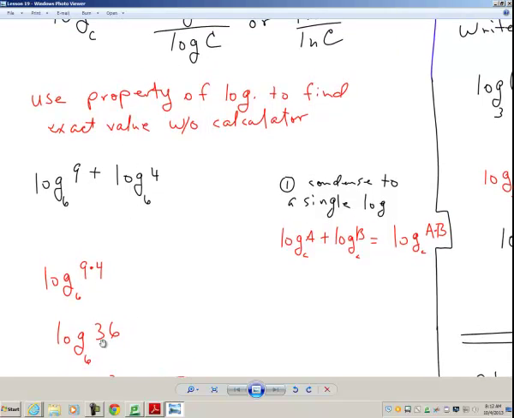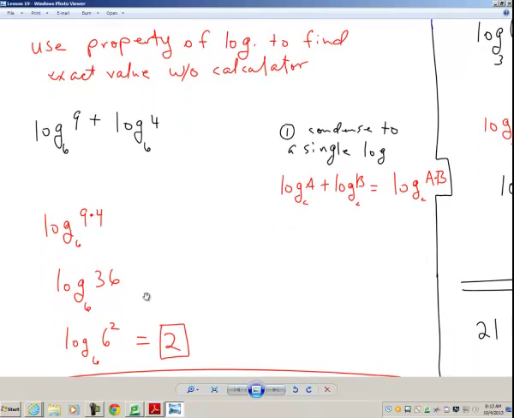Yeah, because we could change 36 to 6 to the 2nd power, right? And now our base for our exponent is the same as our base for our logarithm. They're inverses of each other, and our answer is our exponent. Okay?